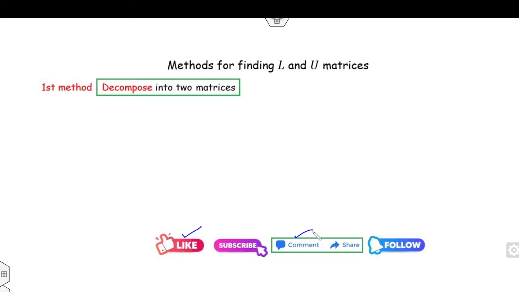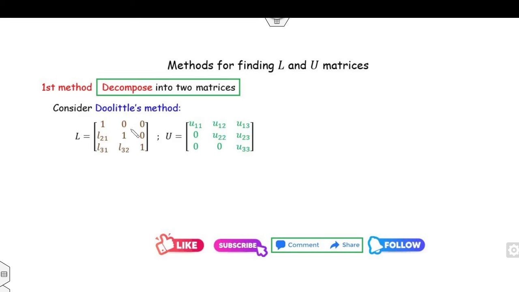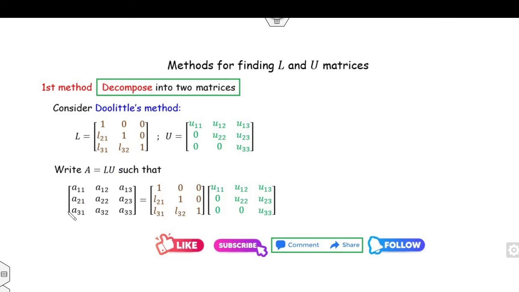What is the first method? I will explain it for the case of Doolittle. You can do the same calculation for the Crout method. Since it is Doolittle, that means Lii is 1. Now, what is the case of A equals LU? Since I have considered a 3 cross 3 matrix, what is my A? A is A11, A12, and so on.